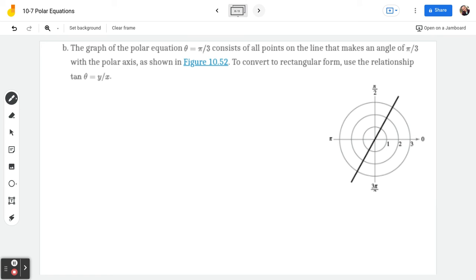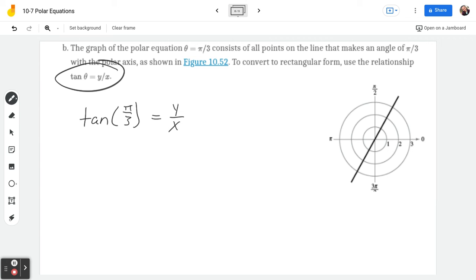So I want to convert to rectangular form, and I specifically want to use the relationship that tangent of theta is equal to y over x. Okay, well, let's go ahead and do that. In this case, we know what theta is. Theta is always pi over 3. So tangent of theta, which is tangent of pi over 3, is equal to y over x.